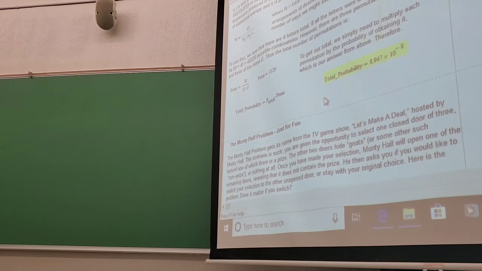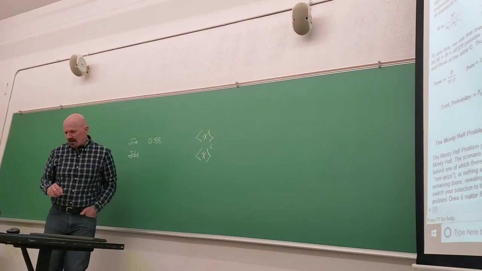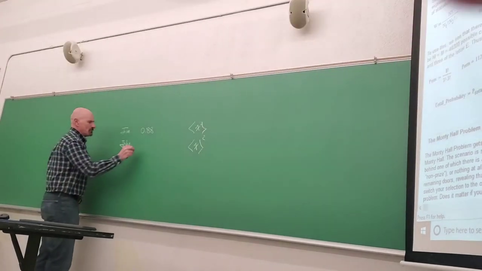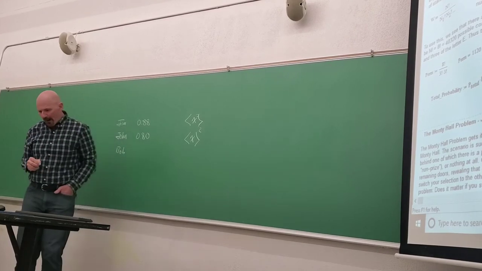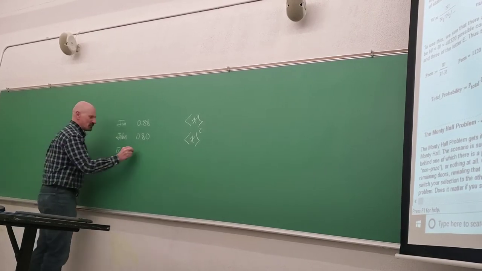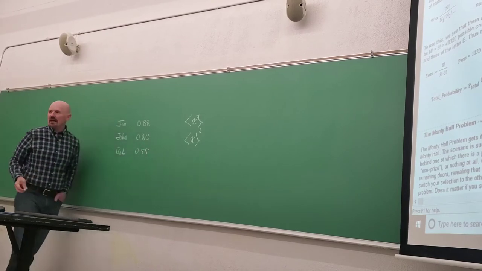Now, I want to look at problem number 2. In problem number 2, we have 3 reporters for a newspaper, Jim, John, and Bob, okay? Now, Jim gets the facts right 88% of the time. So we have Jim, 0.88. John gets the facts right 80% of the time, so 0.80. Then we have Bob, poor old Bob, who only gets them right 55% of the time. So this is the odds of getting it correct.